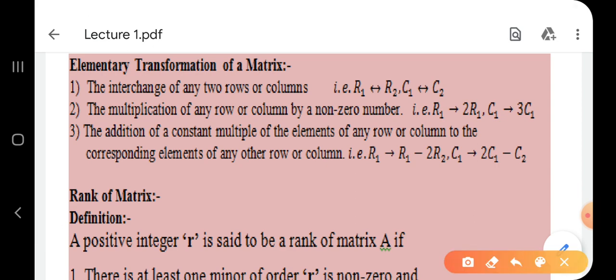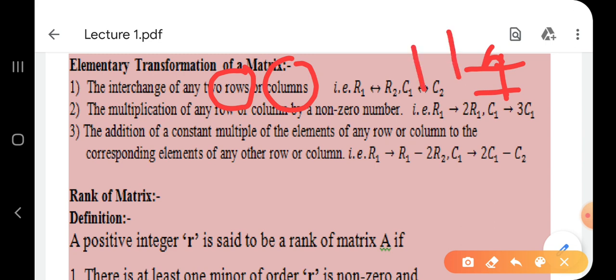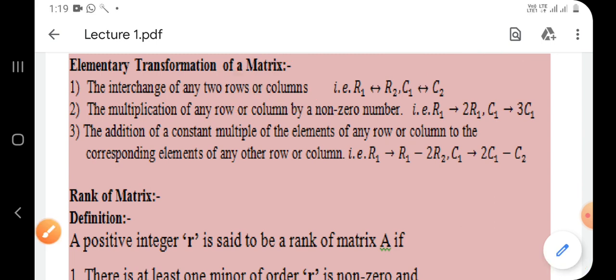So here, the first transformation we use is row transformation, or you may call it a column transformation. It means we can interchange two rows or two columns. So if I have first row and second row, then I can interchange these two rows clearly. Same way we can interchange two columns. So that transformation is our interchange of rows. So here R1, R2, C1, C2 we can do it.